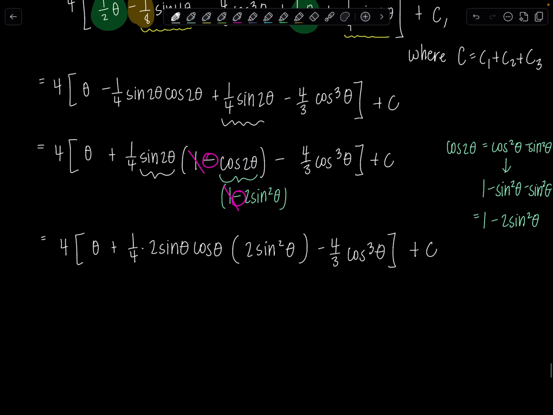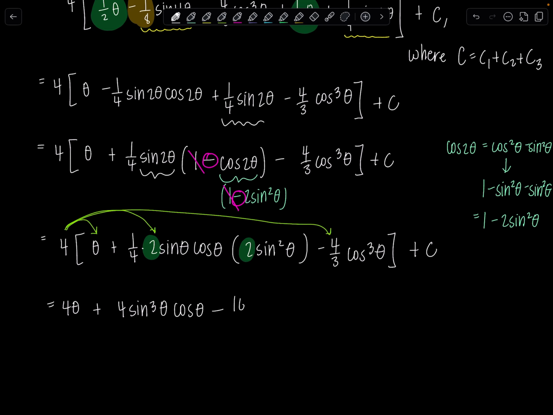I'm going to also distribute the 4 and then get this show on the road. Okay, so this 4 is going to get distributed to everybody. So now we should have 4 theta. It'll cancel with the 1/4, but I still have this 2 times 2. So we're still going to have a 4 sine cubed theta cosine theta minus 16/3 cosine cubed theta plus c. Whew! Look at that. Only 3 terms and a plus c. We love it. Now it's triangle time.